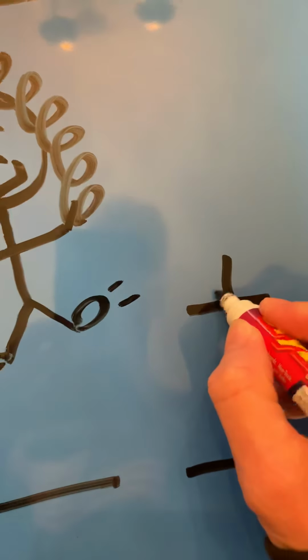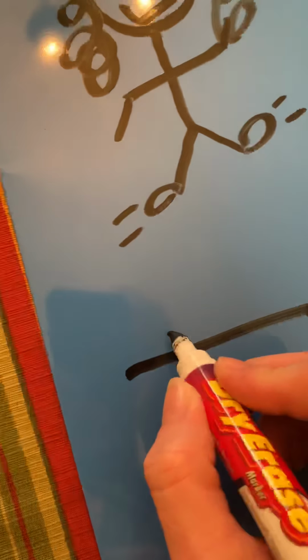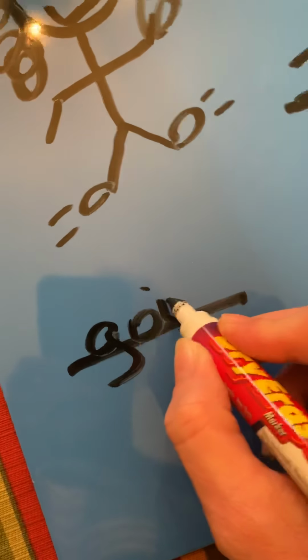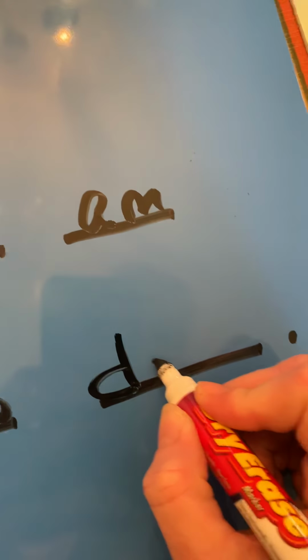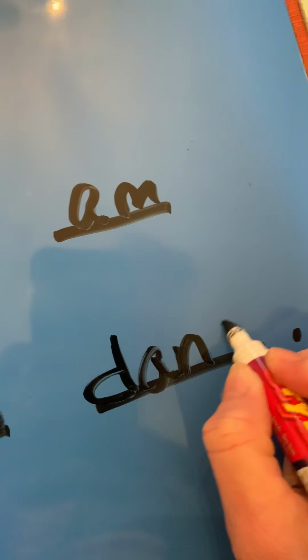I am going to dance. D, d, d, d, d. What letter? D. Dance. I should make some musical notes on here too. That would have probably helped you guess it.